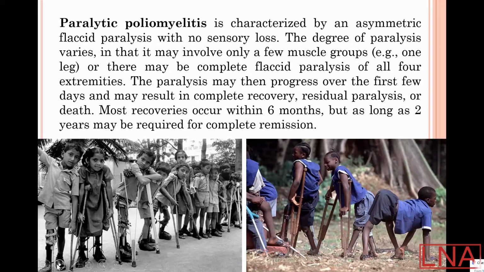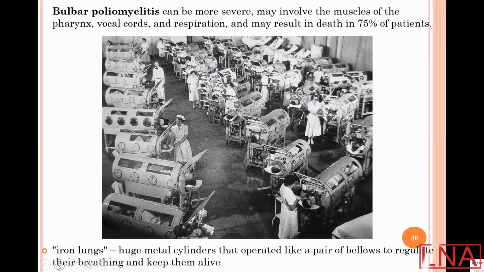So a very dangerous kind of poliomyelitis is bulbar poliomyelitis. It can be more severe, may involve the muscles of the pharynx, vocal cords and respiration, and may result in 75% death of the patients who have such a problem.